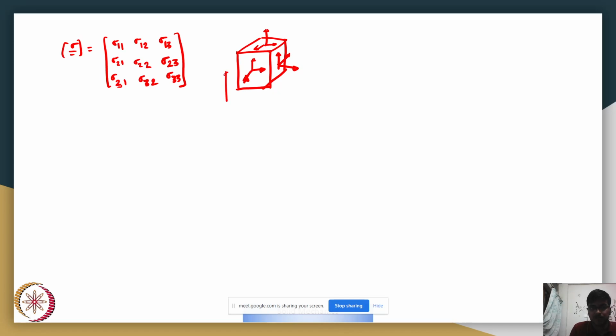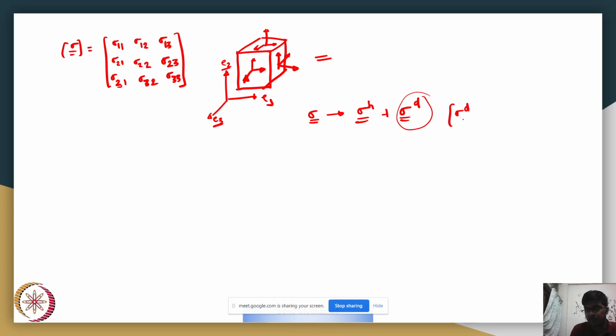This is E1, E2, and E3. What the deviatoric and hydrostatic parts essentially try to do is decompose this sigma as a sum of sigma h plus sigma d, such that for the deviatoric part there is no normal stress. If I write this in matrix form, the diagonal should be 0, and for the hydrostatic part there is no shear.